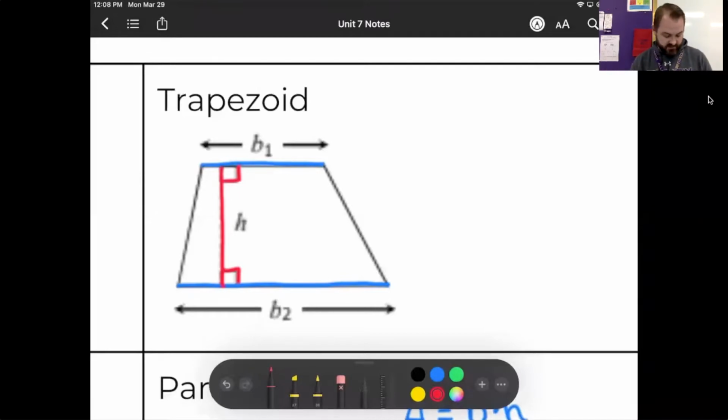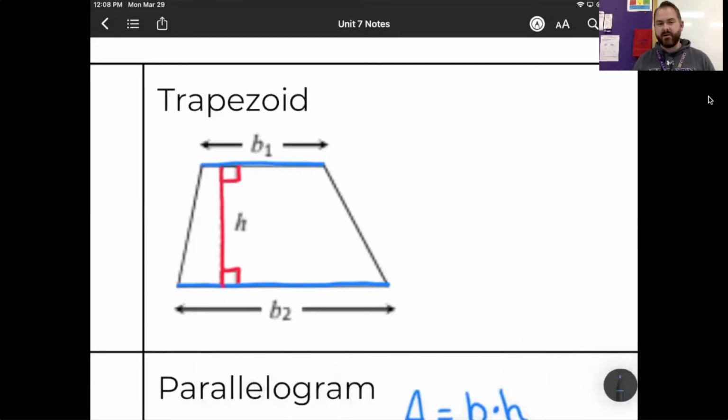Both bases are, in fact, this time. So here's our area formula. Because there's two different bases, essentially what we're doing is taking the average of the bases times the height. Remember that to take the average of something, you add them up and divide by 2, or divide by how many there are. So the area formula for a trapezoid can be written a couple different ways.